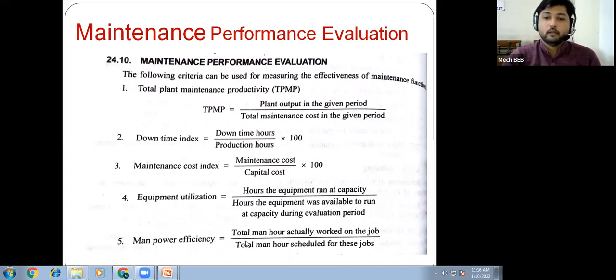Okay, how to calculate the manpower efficiency? So it will be calculated as the ratio of the total man hours actually worked on the job to the total man hours scheduled for this job.